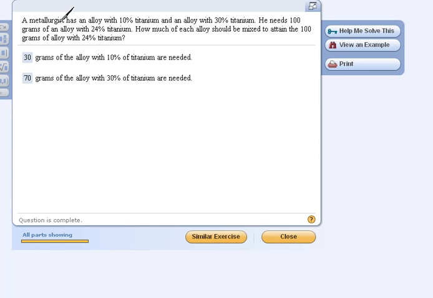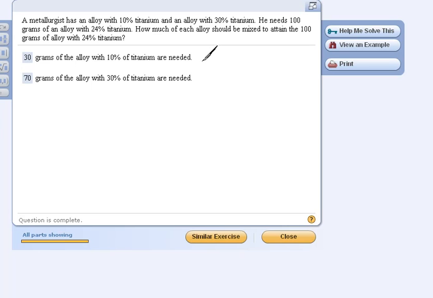This is a person who mixes metals, has an alloy with 10% titanium and an alloy with 30% titanium. He needs 100 grams of an alloy that's 24% titanium, so he's going to be mixing these two together to get 100 grams of a 24% solution, or not solution, but a metal. How much of each alloy should be mixed to obtain the 100 grams of alloy with 24% titanium?